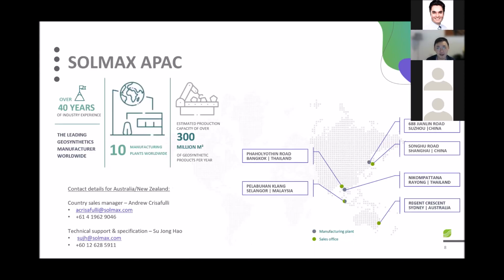And just to introduce ourselves, Solmax, it's almost 40 years now in the industry. We are one of the leading geosynthetics manufacturers worldwide, with around 10 manufacturing plants in the globe. For Solmax in Asia Pacific, we have 3 manufacturing plants, one in Malaysia, one in Thailand, and another one in China. For offices, similarly, we have one in Shanghai, China, one in Bangkok, Thailand, another one sharing the same manufacturing facilities location in Malaysia. And we shouldn't forget, we also have an office here in Sydney, Australia.